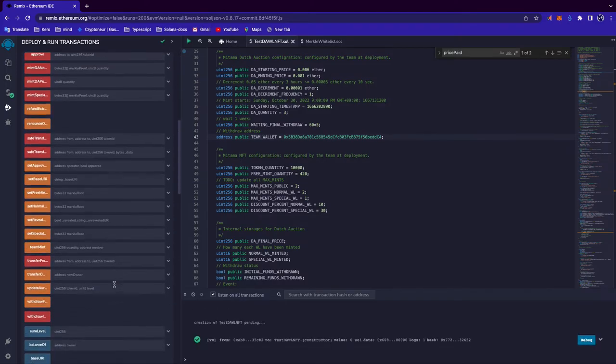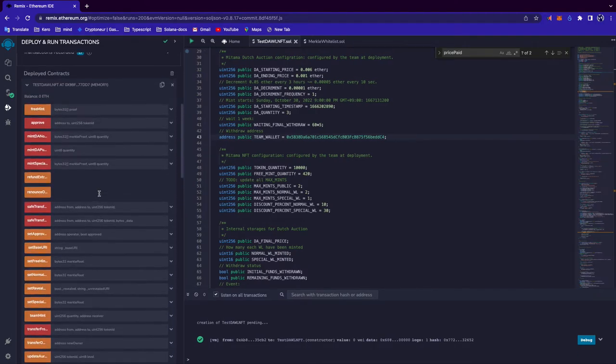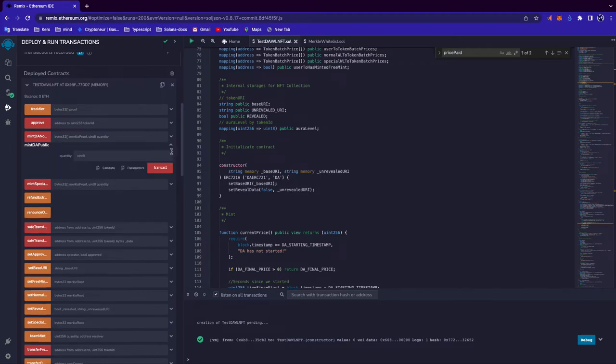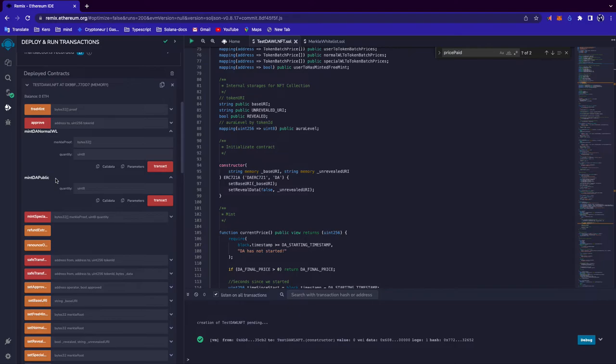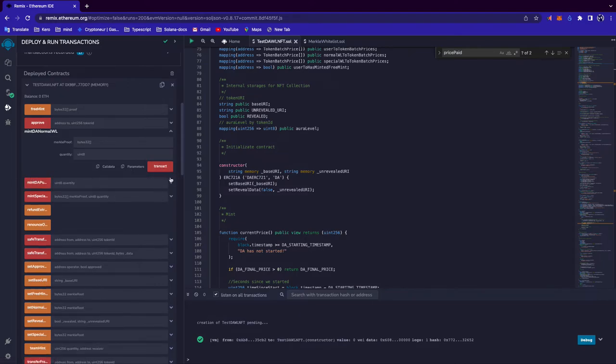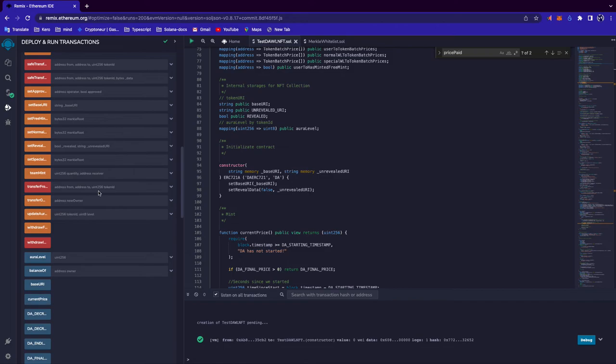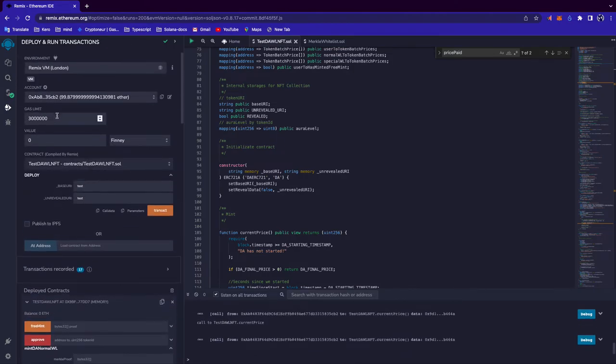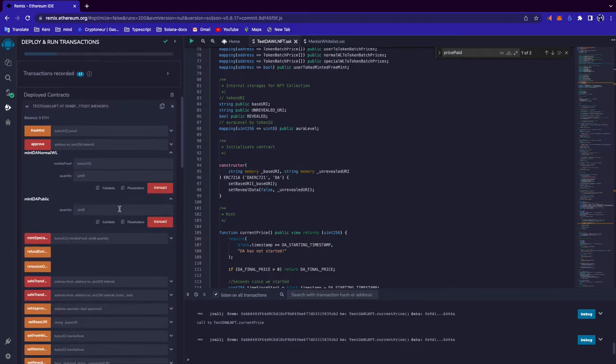I will deploy the transaction, and usually the normal mint function is here, mint Dutch auction public. So currently, let's check the current price. The current price is this amount. As you can see, every second the price is decreasing. So I will purchase one quantity right now.